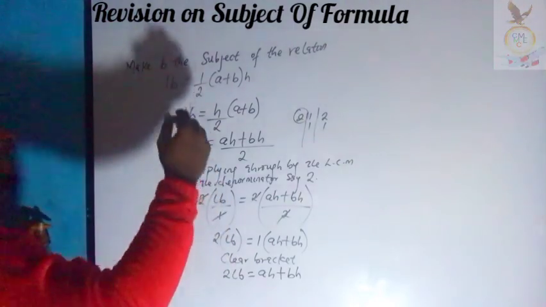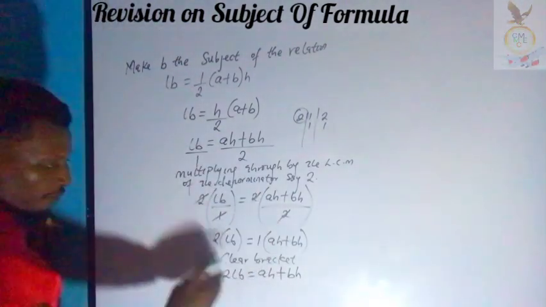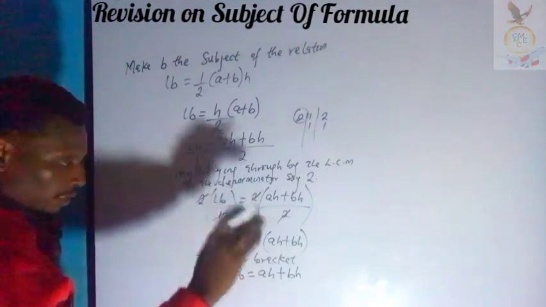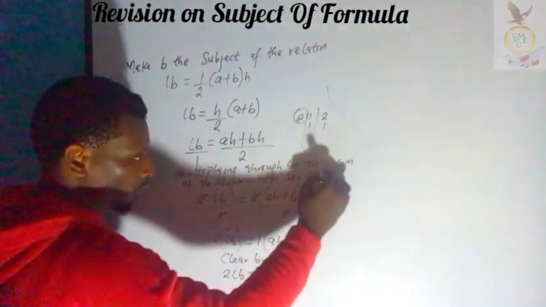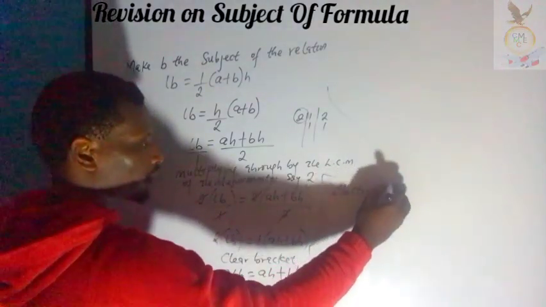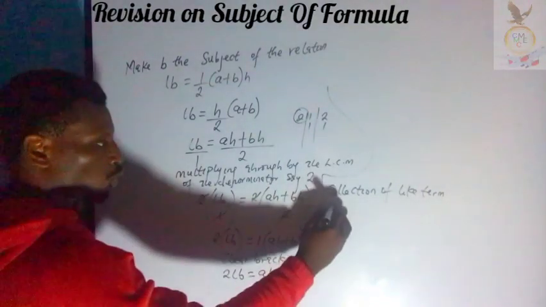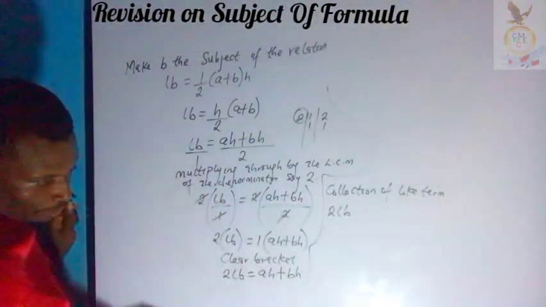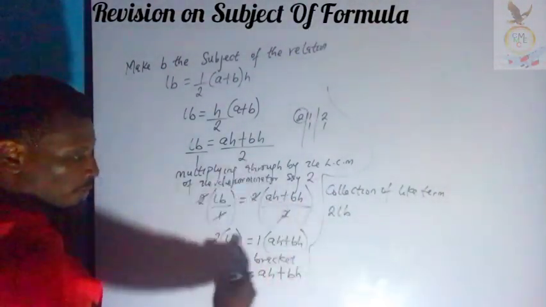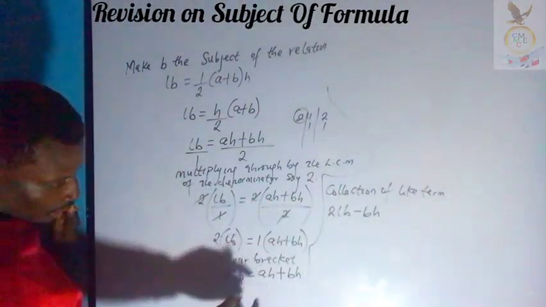So the question asks us to make B the subject of the formula. So if you're having B, come over to this side. If you're not with B, stay the other side. So at this point, we are going to collect like terms. This is 2nB, with B again, which is plus bh. Crossing over, we change to minus bh. So nobody again is staying with B.